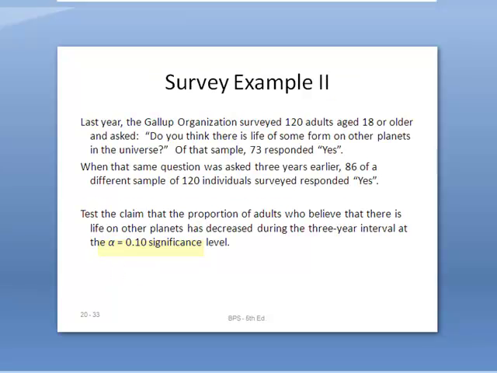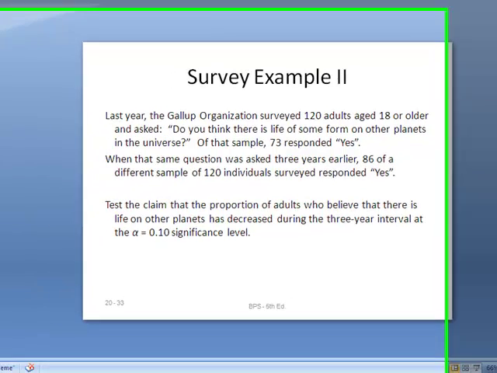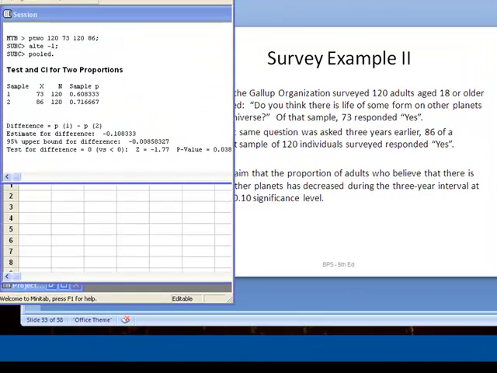Now we're going to go back to the survey example number 2 and answer this question. So what I did is I went into Minitab and I put our data in, and this is the result. We get a p-value of 0.04, which is much less than 0.10. So at a 0.1 significance level, there is sufficient evidence to support the claim that the proportion of people who believe that there is life on other planets has decreased during the 3-year interval.